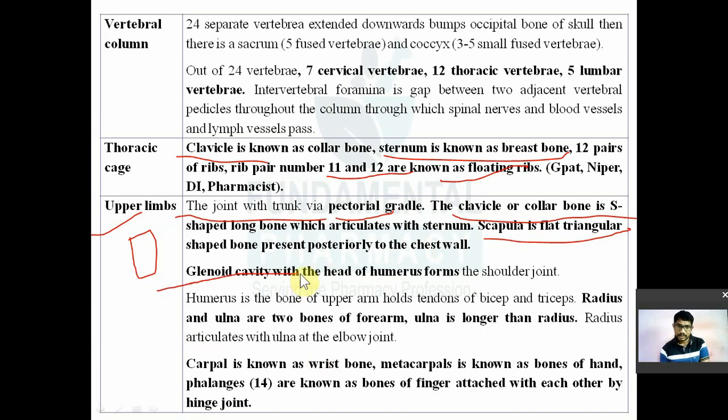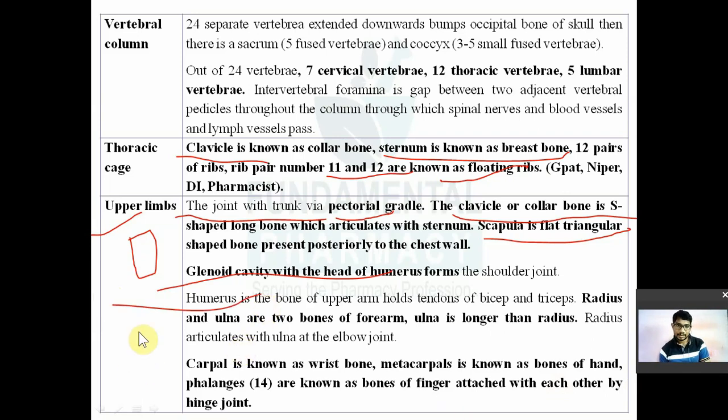Glenoid cavity with the head of humerus forms a shoulder joint. Shoulder joint will be formed by two: first is glenoid cavity, second is head of humerus. So this bone is your humerus that will form a shoulder joint with the glenoid cavity. Humerus is the bone of the upper arm, with the tendons of biceps and triceps.